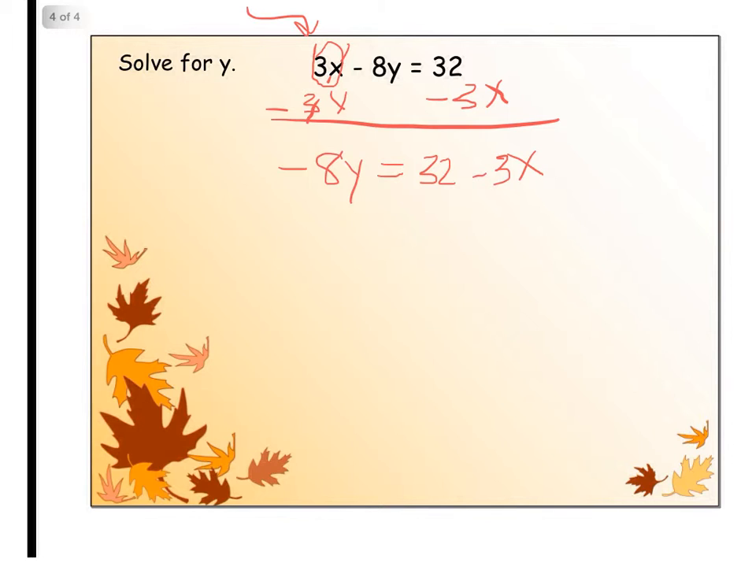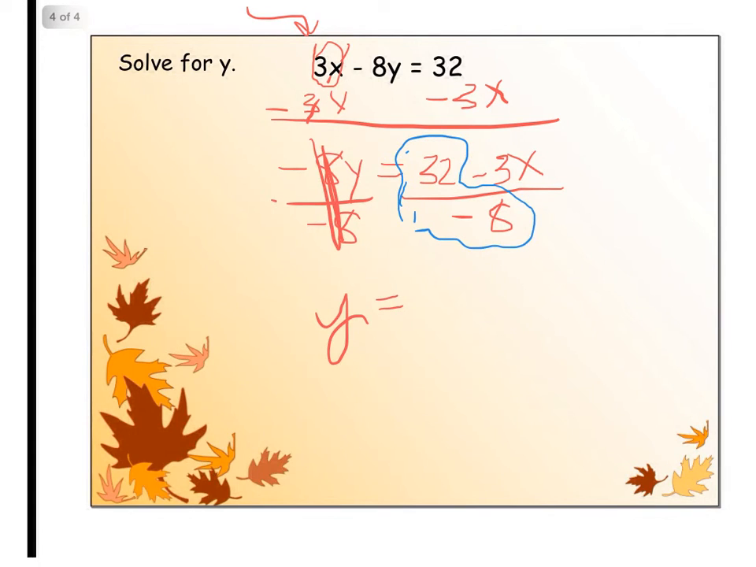I'm not quite done yet because there's still negative 8 that's stuck with my y, and I want y totally by itself. So since they're multiplying, I'm going to divide by negative 8, divide the whole right side by negative 8, cancels here, and I'm left with y is equal to, and here's where you have to make sure you divide everything by negative 8. So first, I'm going to do 32 divided by negative 8. If I take 32 divided by negative 8, I'm going to get negative 4.